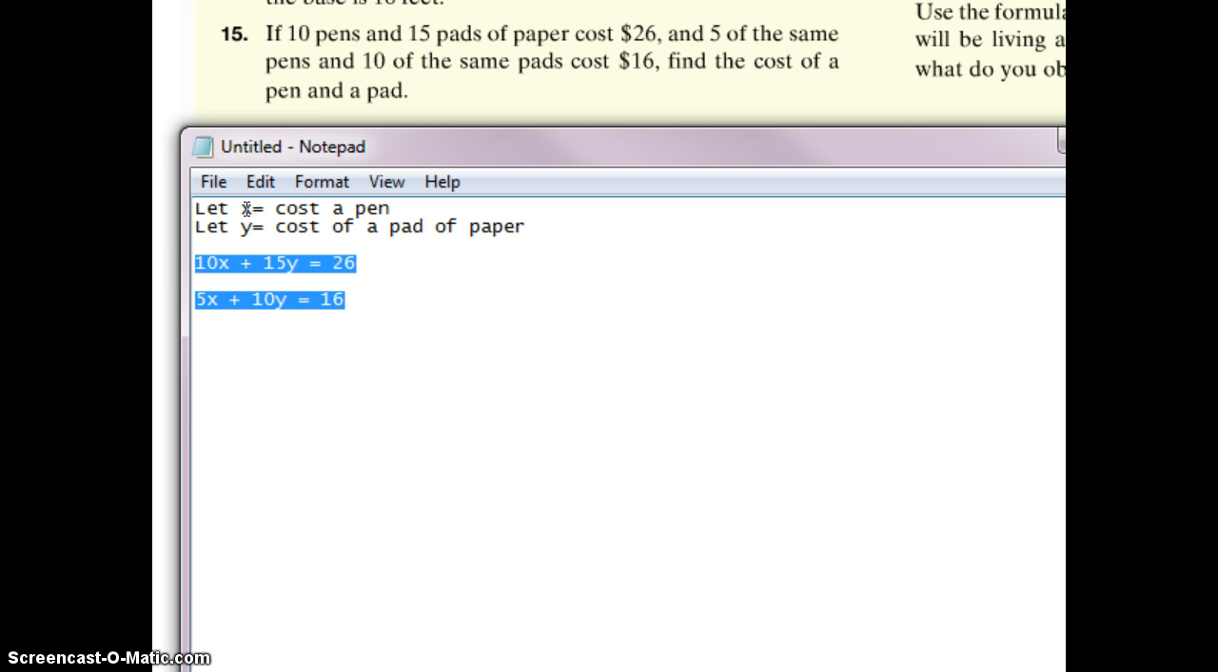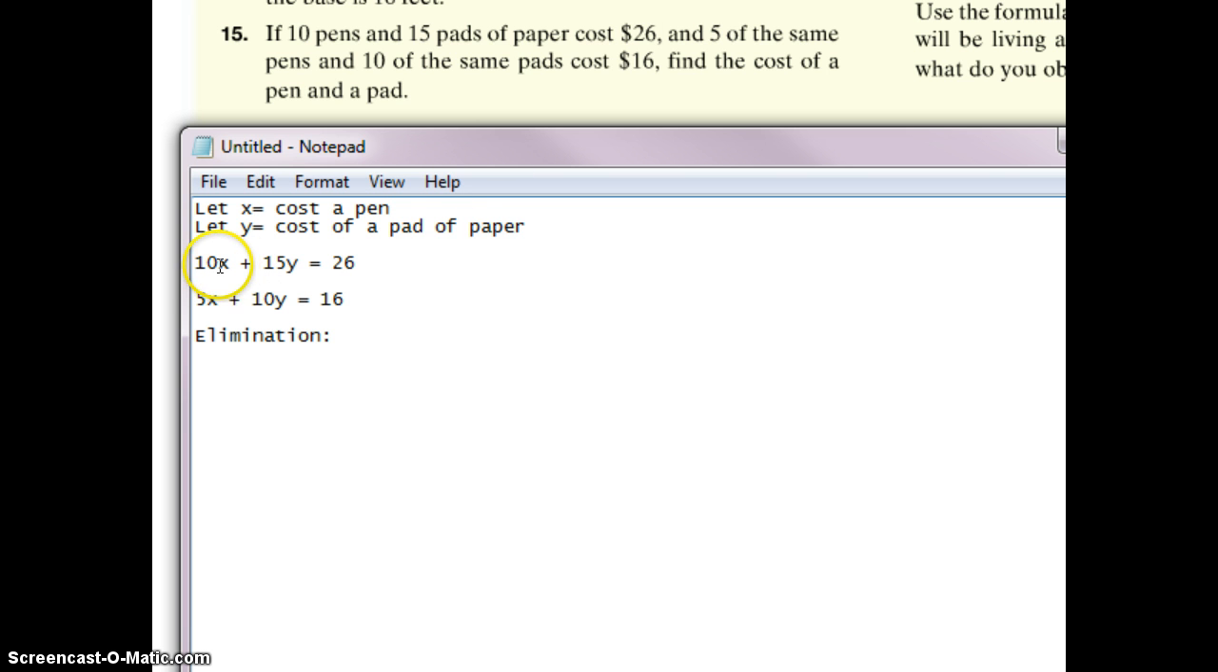Now we're going to use either substitution or elimination to solve this system. I'm going to pick elimination because none of these variables have coefficient 1. I've got coefficient 10, 15, 5, and 10 again. So I'm going to try the elimination method. The elimination method says multiply one of the equations by something in order to get them to be the same coefficient as the other equation.